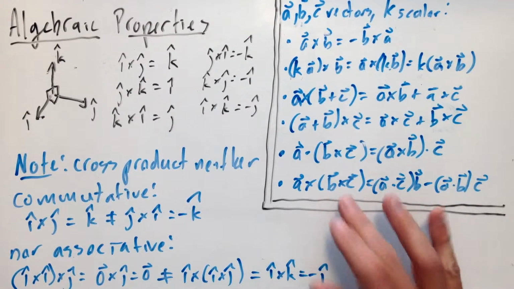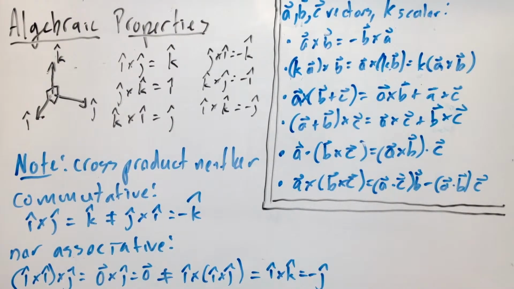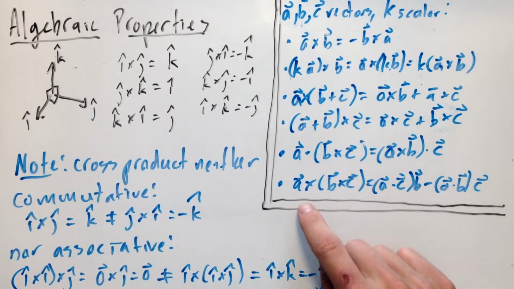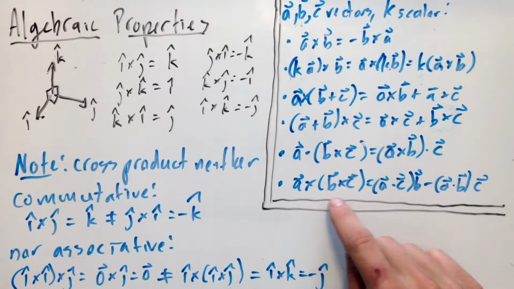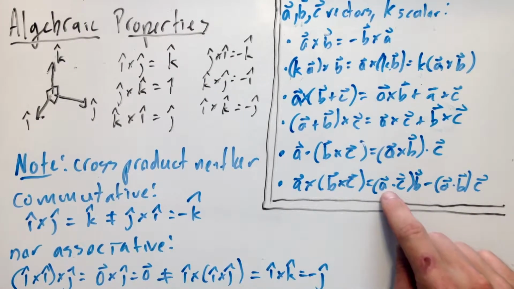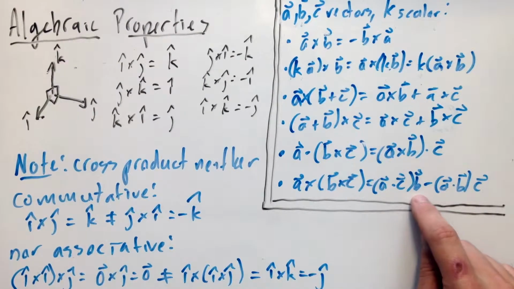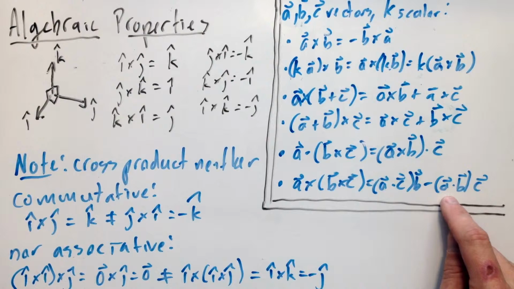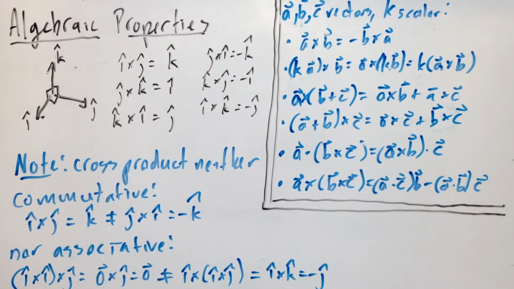Finally, and this is something that I really can't remember ever using, but it's kind of cool. There is a way of sort of decomposing A cross B cross C. If we do B cross C first, it's A dot C, which is a scalar, times the vector B, minus A dot B, which is a scalar, times the vector C.